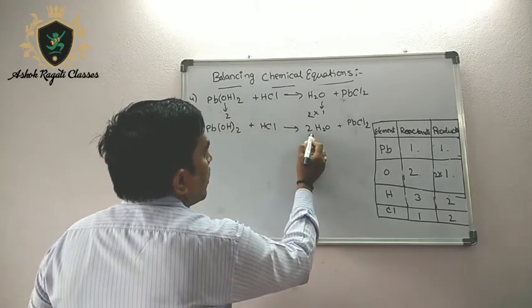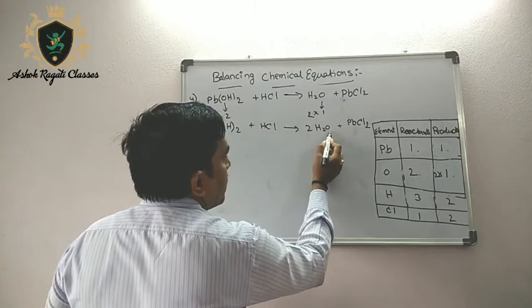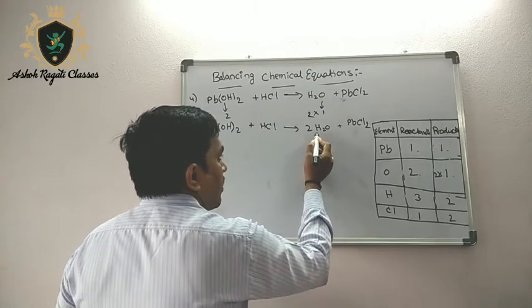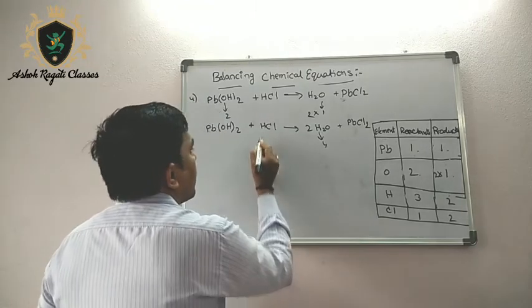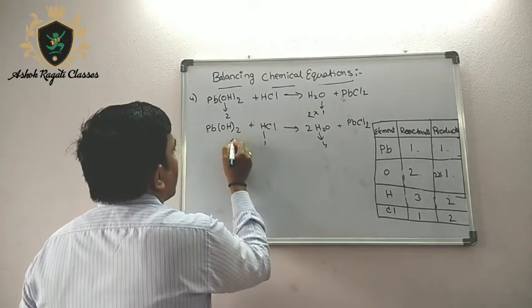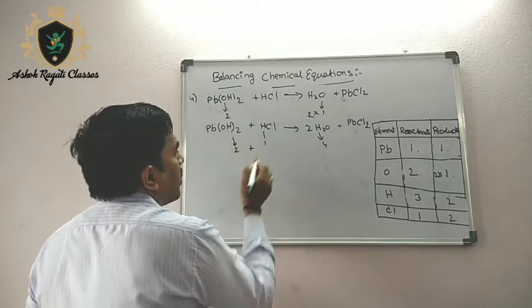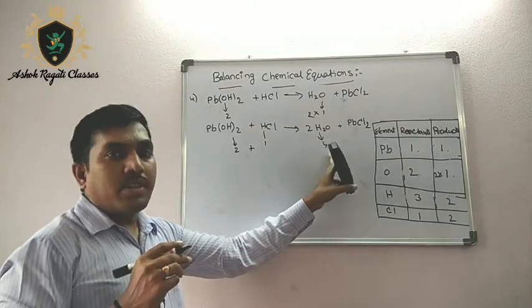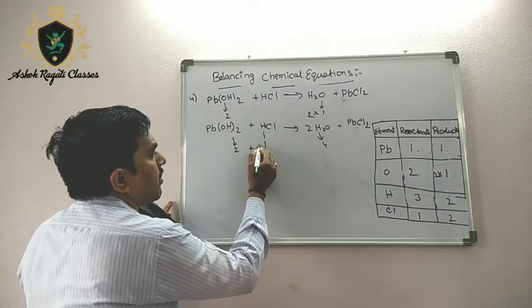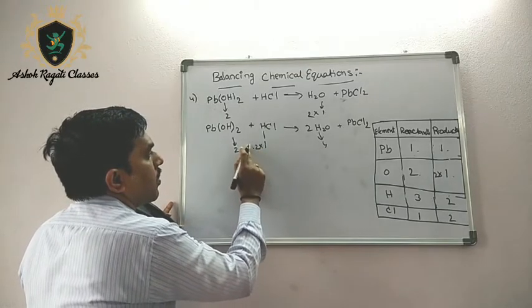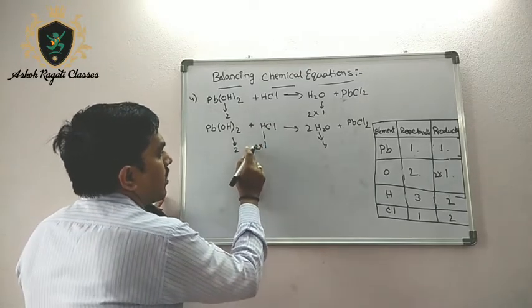Hydrogens are next. Once you balance this, see the next atom. Two hydrogens are 4 here. This is 1, this is 2. So how does it become equal to 4? If you multiply this one with 2. Okay, this one with 2.